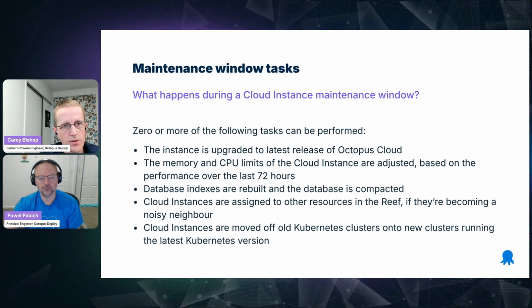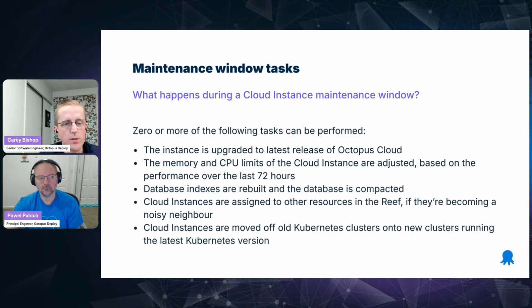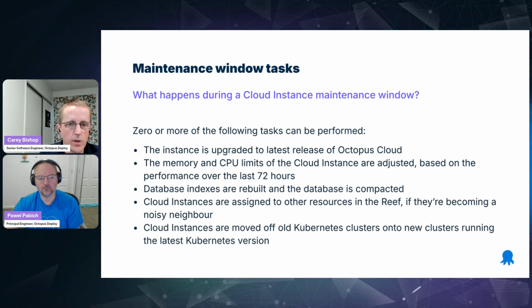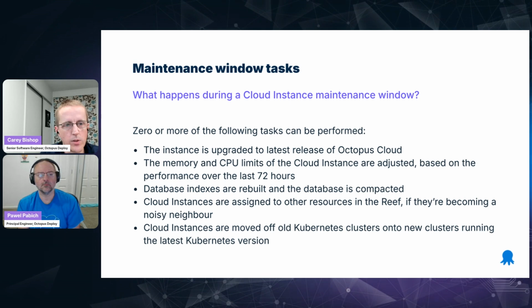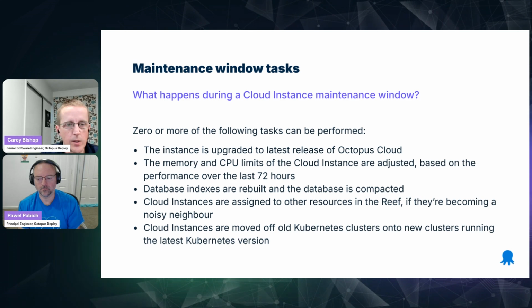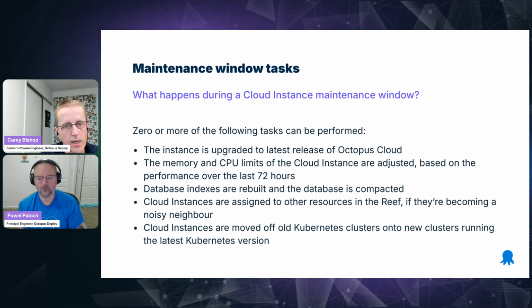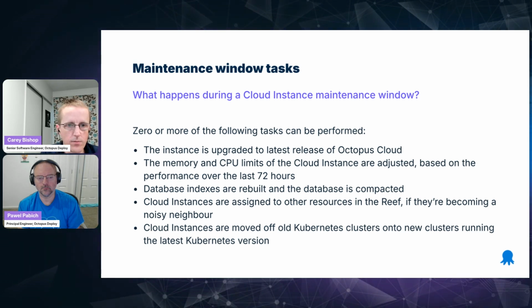So maintenance windows, I've mentioned those a few times. What are the different things that happen within a maintenance window within Octopus Cloud? Any number of these tasks can be performed, including zero. Not every maintenance window is used. We don't necessarily need to take your instance down every day, but when we need to, we will use that maintenance window to upgrade your instance to the latest release of Octopus Cloud. We also use it to make changes to the memory and CPU limits of the cloud instance, because we need to restart the cloud instance for those changes to take effect. We also do maintenance tasks like rebuilding database indexes and compacting the database.